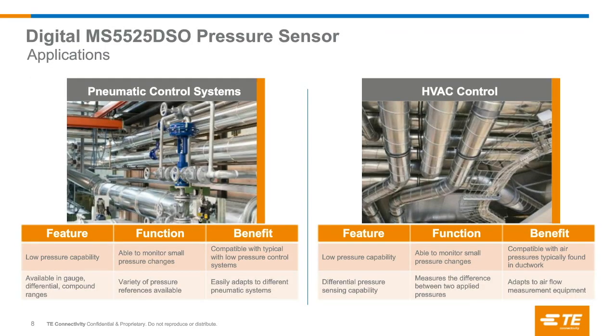Examples, again, of our digital pressure sensors. We make a pneumatic pressure sensor that's used for measuring air pressure. It has low pressure capability. It's able to monitor very small pressure changes, and it's compatible with typical low pressure control systems. It's a surface mount part.